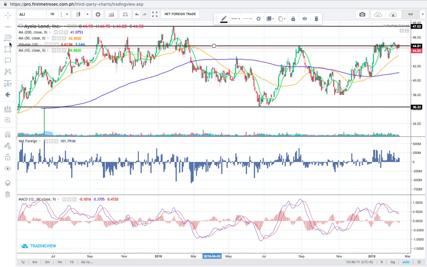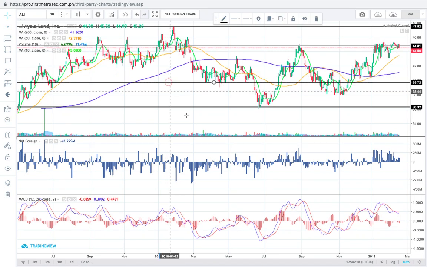Okay, how about the midterm support? Is there one? What do you think? Of course, I see one. It's somewhere here. So every time, okay, now this is what I call a precursor, meaning to say before I would say with conviction that Ayala Land is about to kiss the support at 36.32, Ayala Land must first break down below 39.72. So this is the midterm support level.